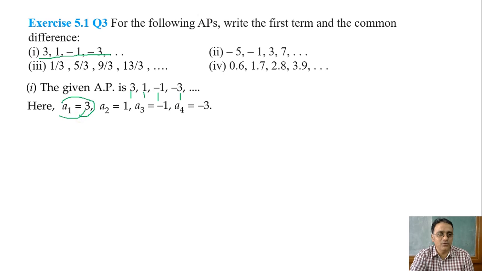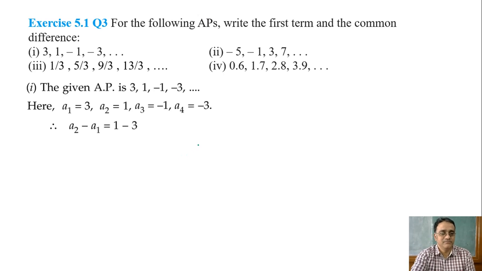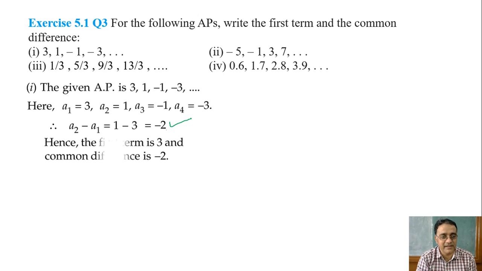And how will you calculate common difference? A2 minus A1. So 1 minus 3, what you will get? -2. So the first term is 3 and the common difference is -2. Any doubt? No, sir. Second question.